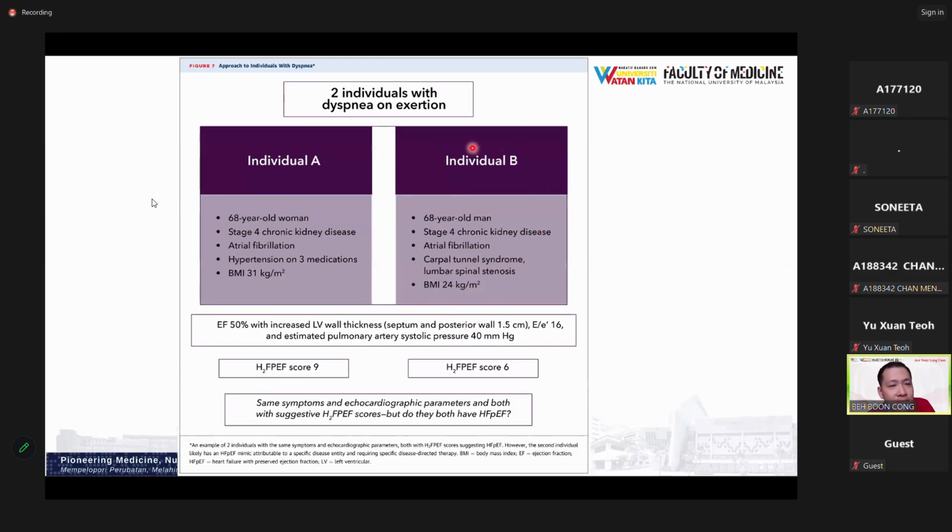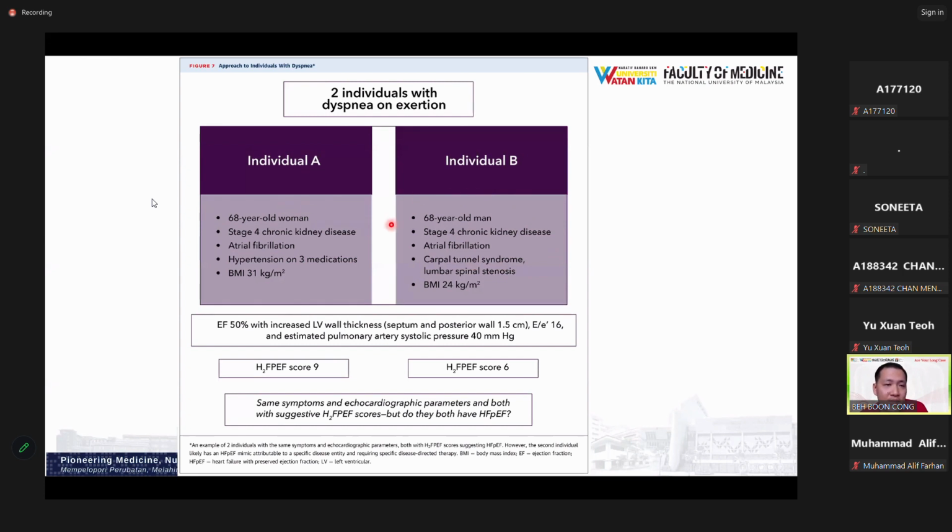Anyone? Amyloidosis. Yeah, so this is a clue. It tells you this patient may have amyloidosis that you need to work out, whether it's AL or cardiac amyloidosis, and you need further testing.